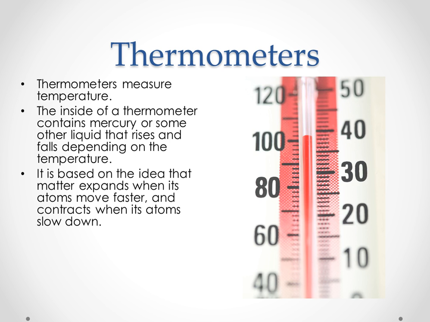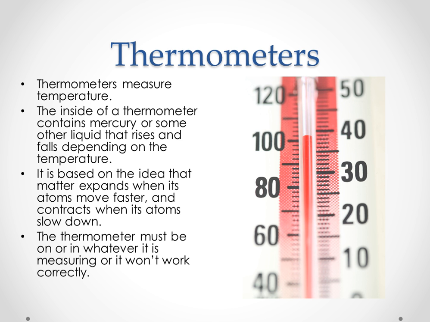Thermometers are based on the idea that matter expands when its atoms move faster and contracts when its atoms slow down. This causes that liquid to rise or fall depending on if the temperature is increased or decreased. The thermometer must be on or in whatever it's measuring or it won't work correctly. So if you're trying to measure a glass of water, the thermometer needs to be in that glass of water. It can't be away from it. If you're trying to measure the temperature outside, the thermometer needs to be outside, not inside.